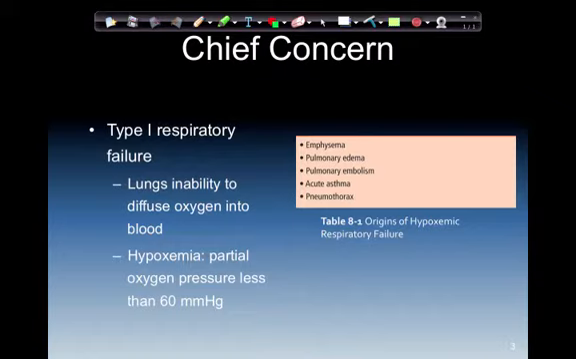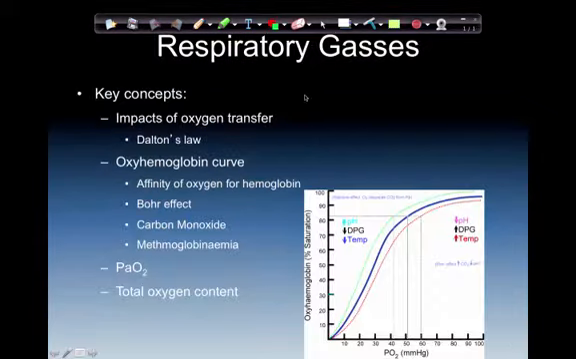Inability to diffuse oxygen to the alveoli. And then pneumothorax, and this would be because of a dropped lung that caused pressure in there. You could not ventilate the alveolar space very well. This is table 8.1 in your book.